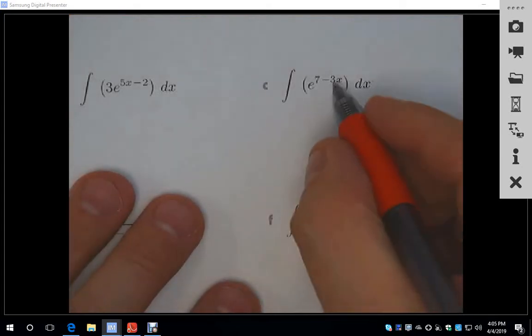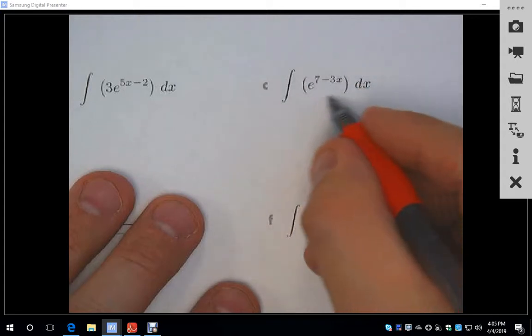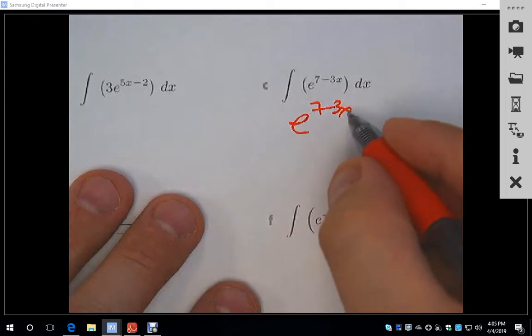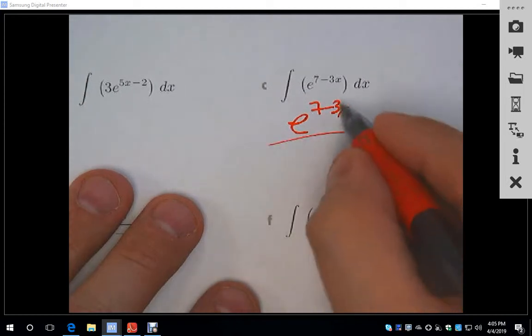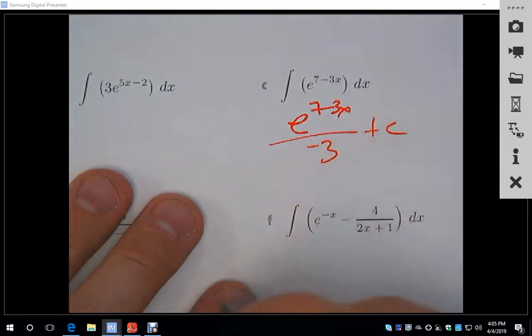Let's look at c. Our inside function is linear, so the integral of the outside function is e to the power of 7 minus 3x, and then we divide by the derivative of the inside function, which is negative 3, plus c.